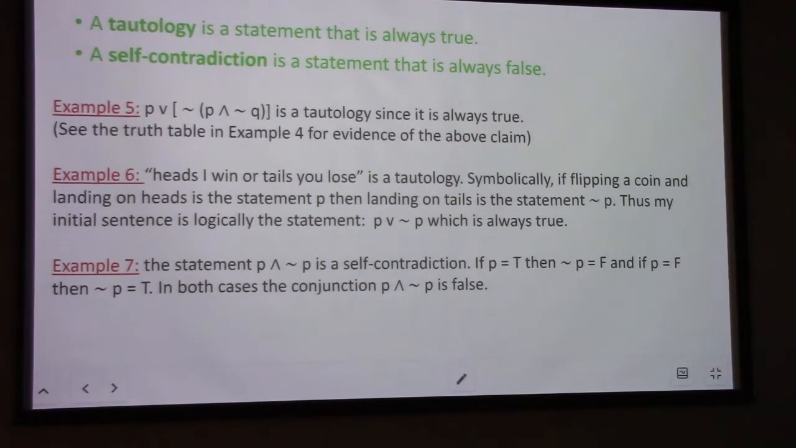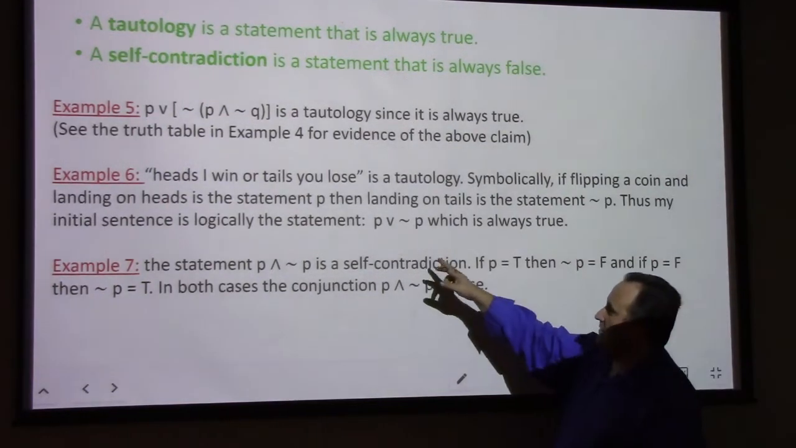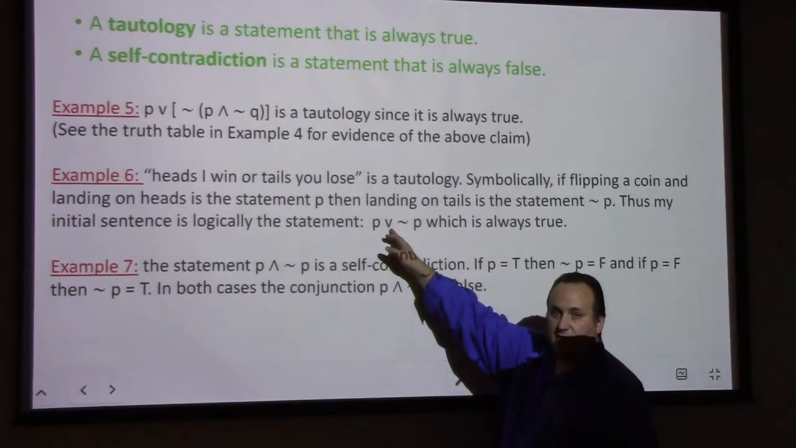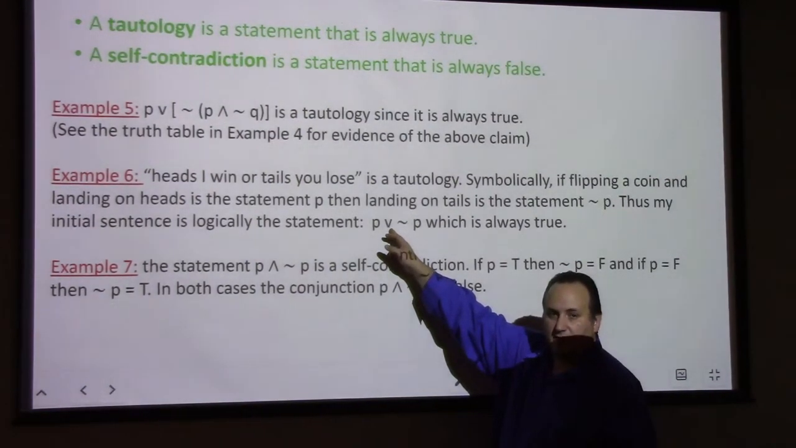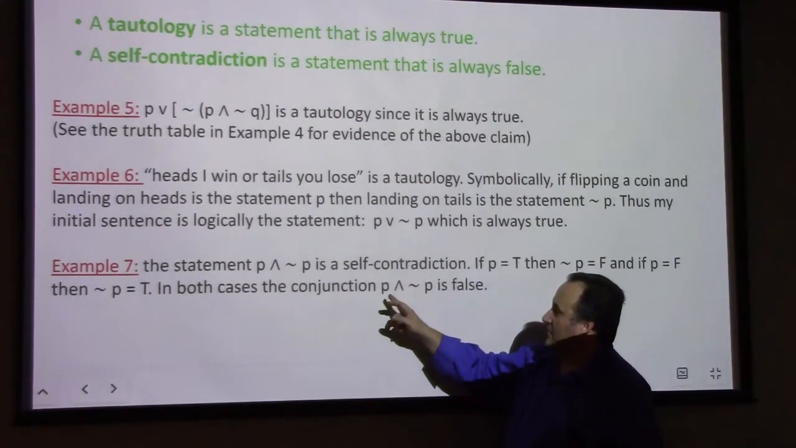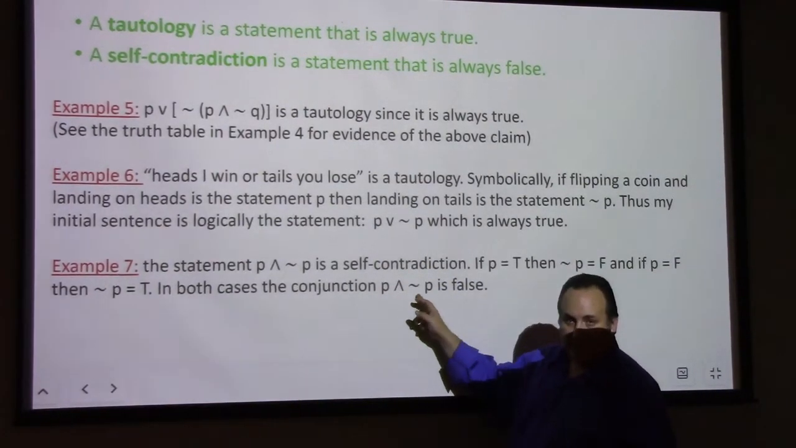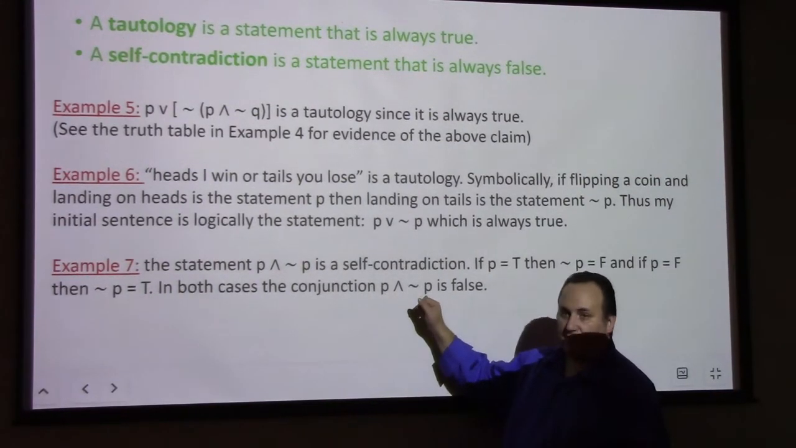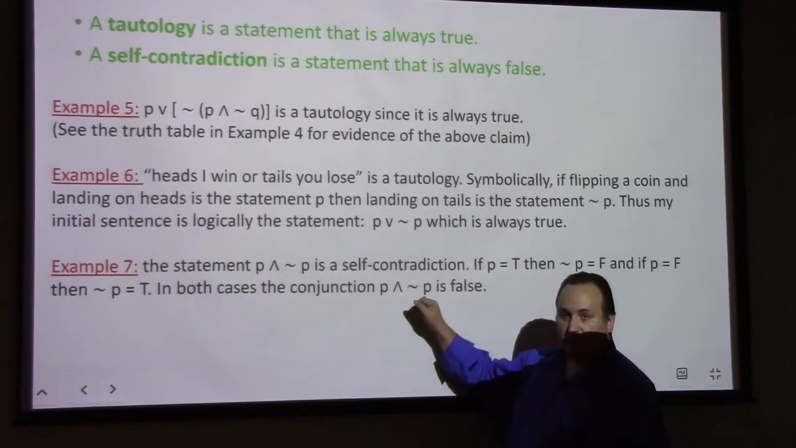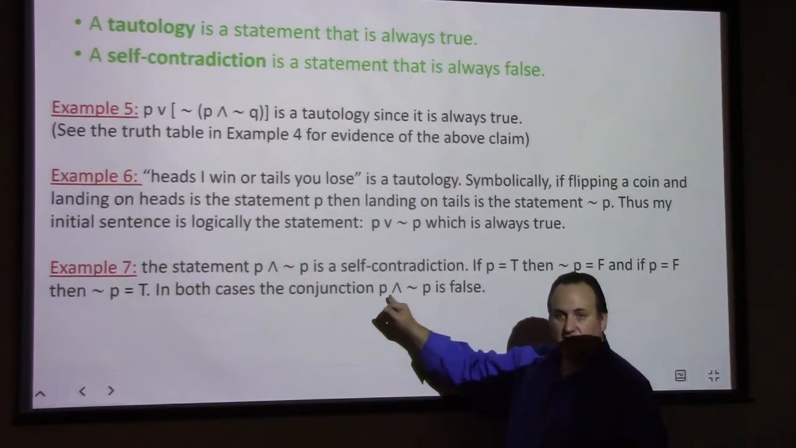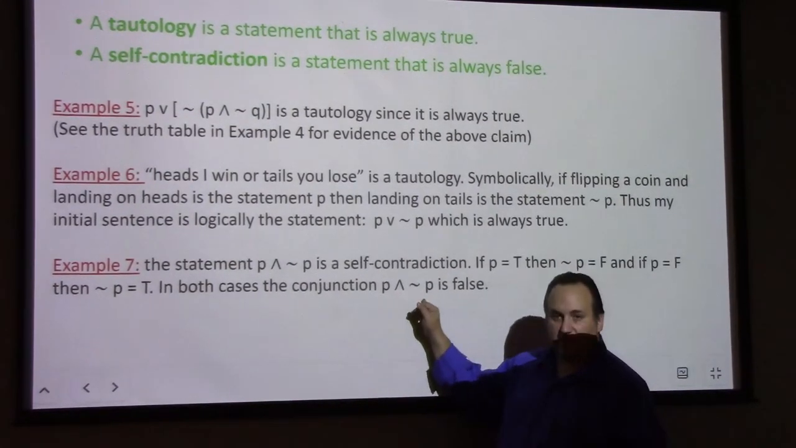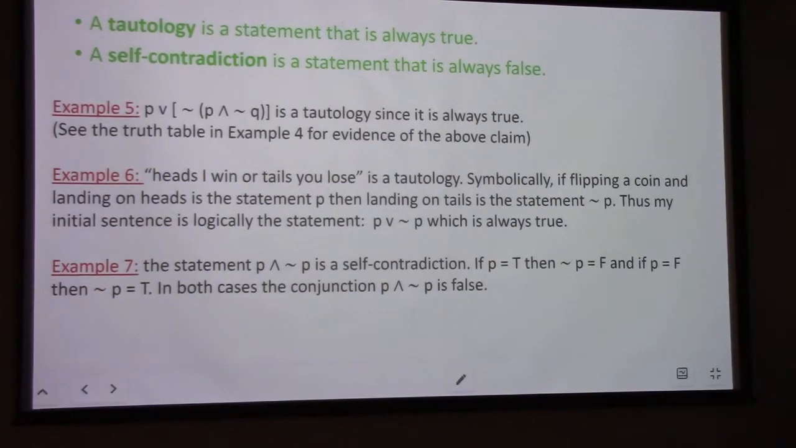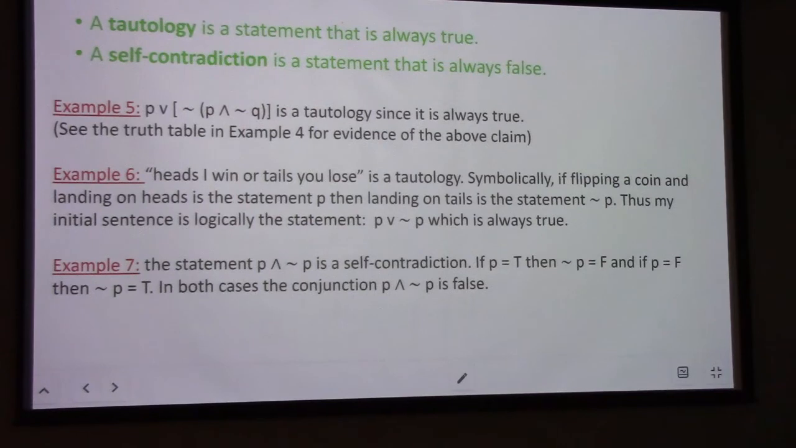Now in contrast, there's a big difference here if we do or versus and. The disjunction of P and not P is a tautology. The conjunction of P and not P is a self-contradiction, because either this is true and that's false, or this is false and that's true. So you've always got a false in your conjunction here in example 7, which means it's always false, which is a self-contradiction.